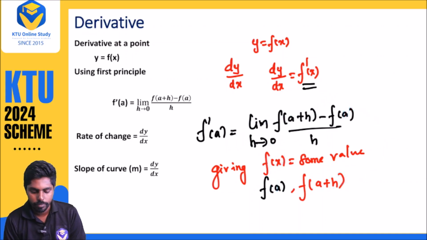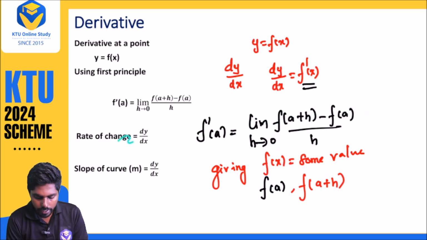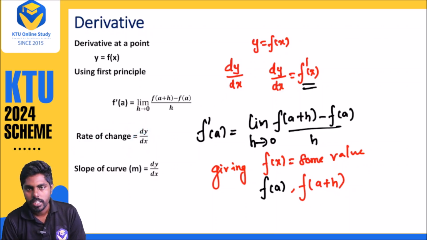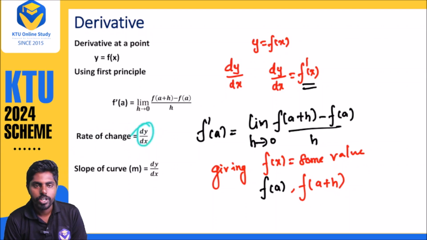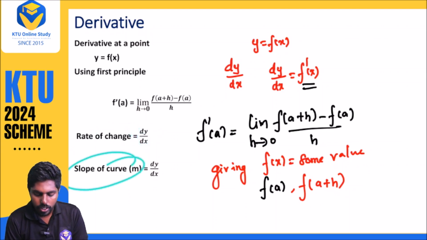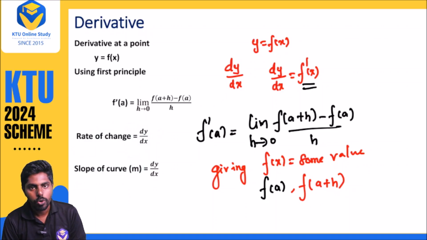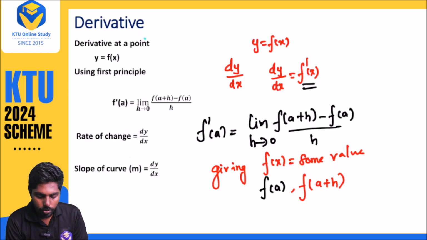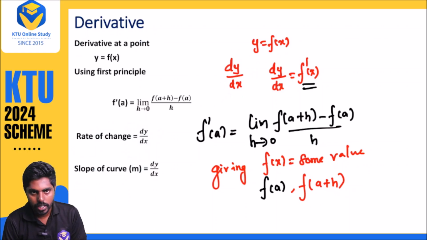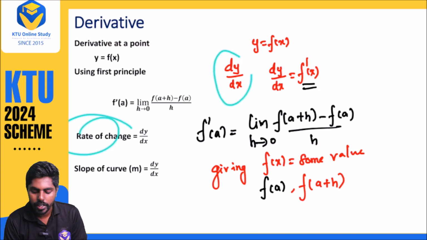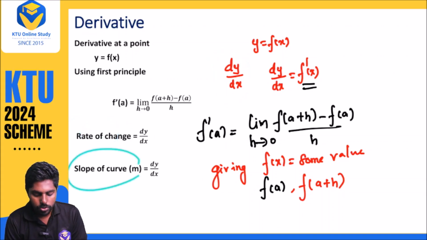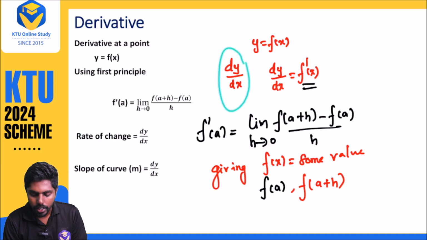Very simple problem. Moreover, if the question asks about rate of change, it is nothing but dy by dx; rate of change means change with respect to time. And the slope of the curve, m, is equal to dy by dx. So if the question asks to find the derivative, you identify dy by dx. If it is about rate of change, you identify dy by dx. If it is about the slope of the curve, you also identify dy by dx.